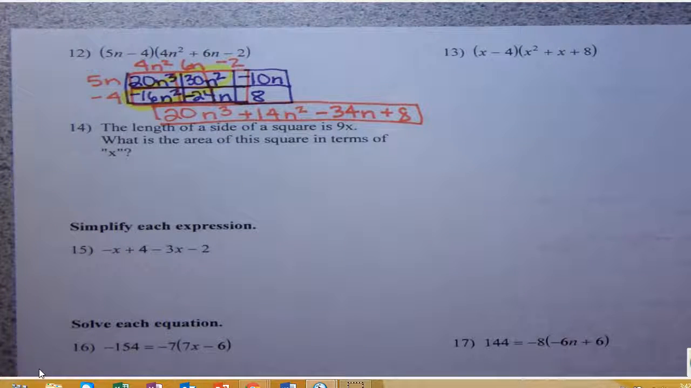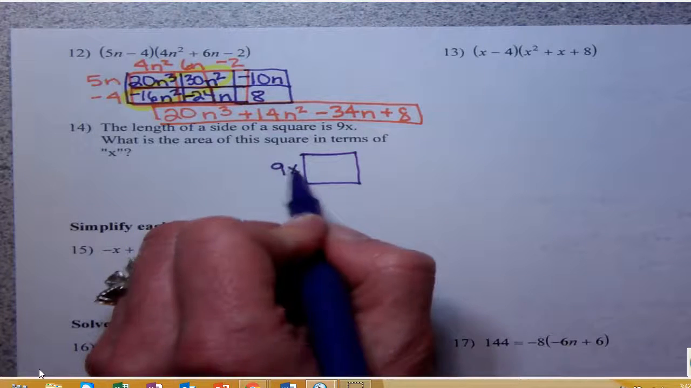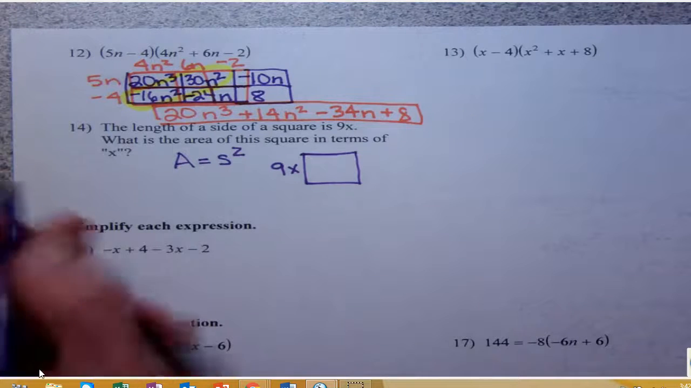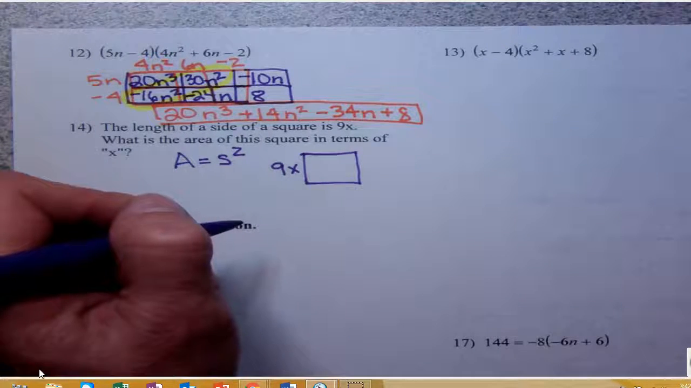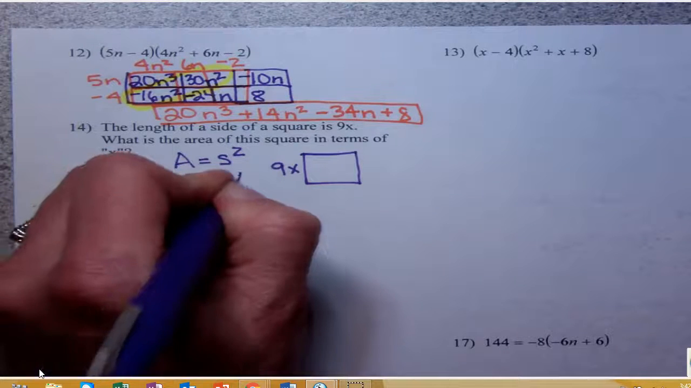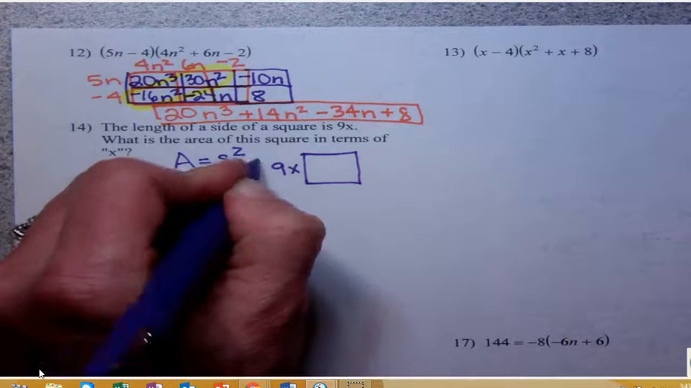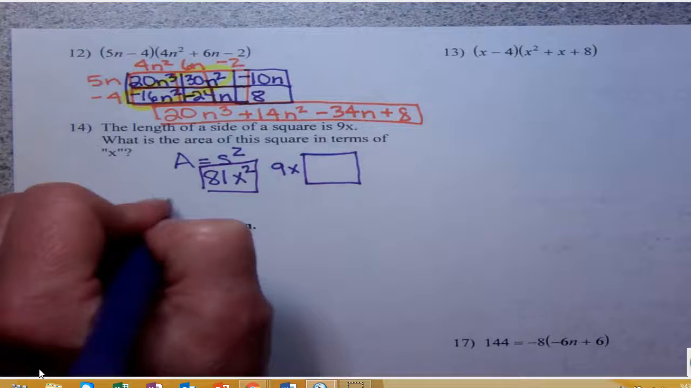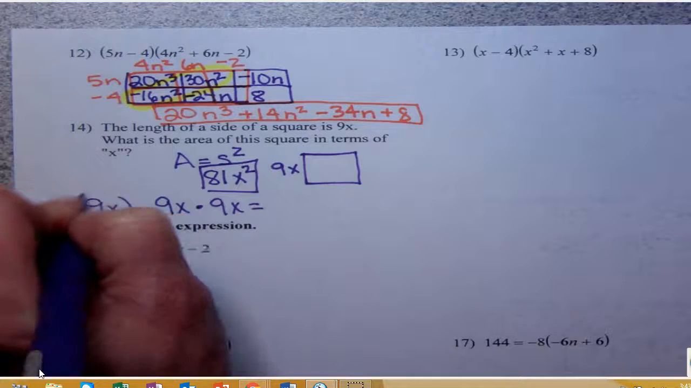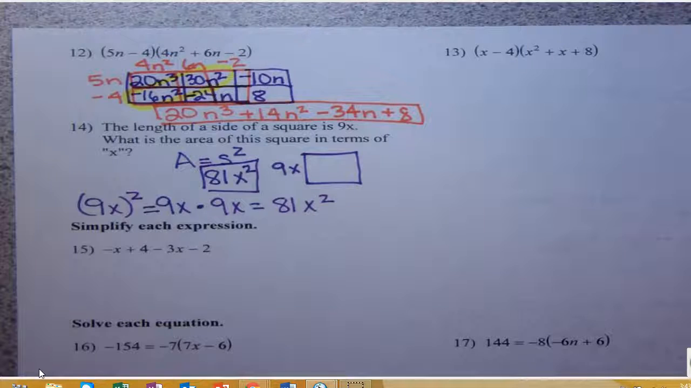All right, moving on. The length of a side of a square is 9x. We know that the area of a square is the side times itself. So some people are going to look at that and say all sorts of things, but it's not 81x, because we need to square not only the 9, but we also need to square the x. So it's x squared. Hopefully that's the same as 9x times 9x. So (9x) squared equals 81x squared.